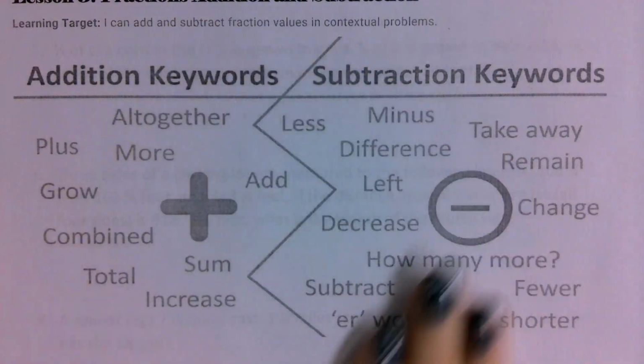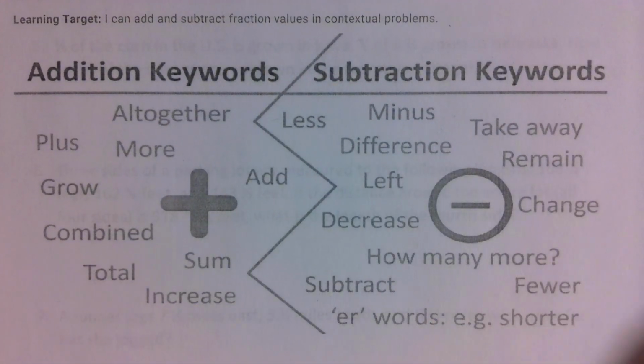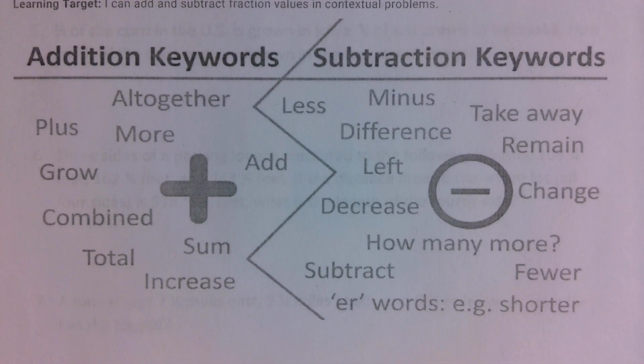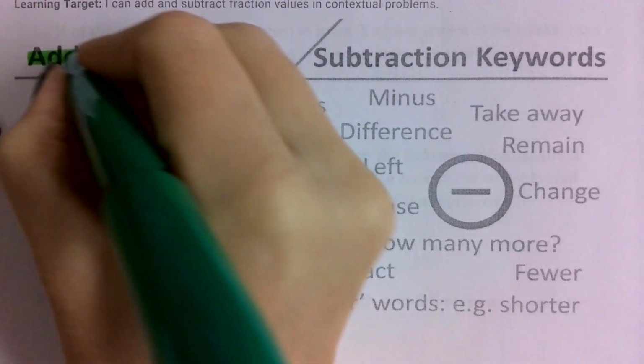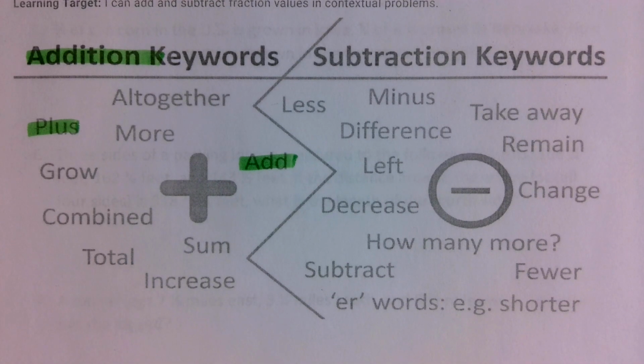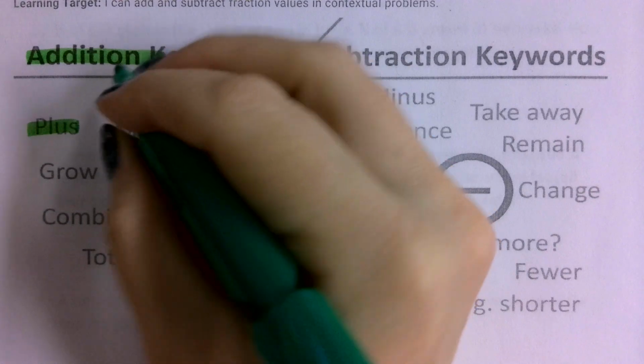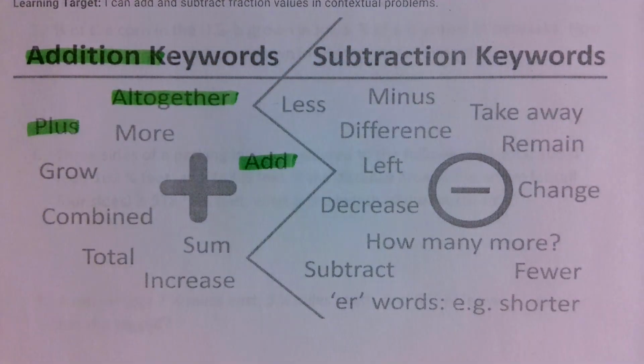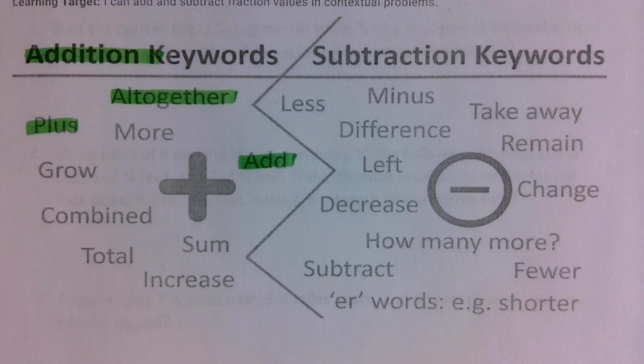So here is, just like we did with multiplication and division, here are some key phrases to help you understand whether the problem is talking about addition or subtraction. So for addition, our key words are going to be things like the obvious, plus, add. Okay, those are obvious signs that say you're adding or plussing something. Then we've got some that might not be as obvious to you. Altogether. When you see a keyword like altogether, that means it's an addition problem.